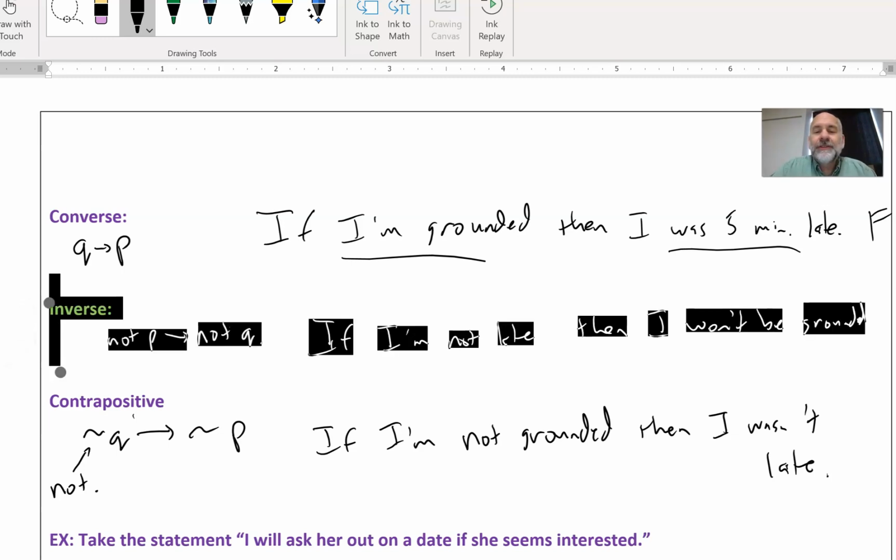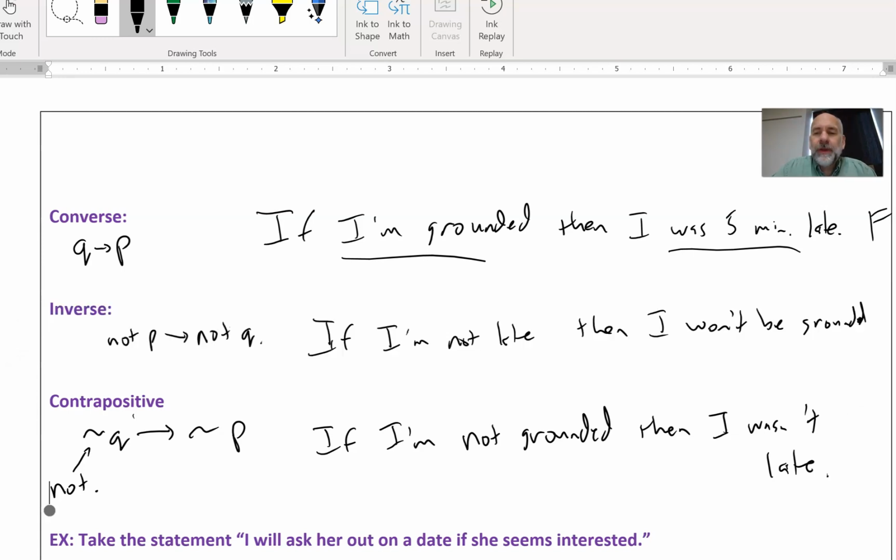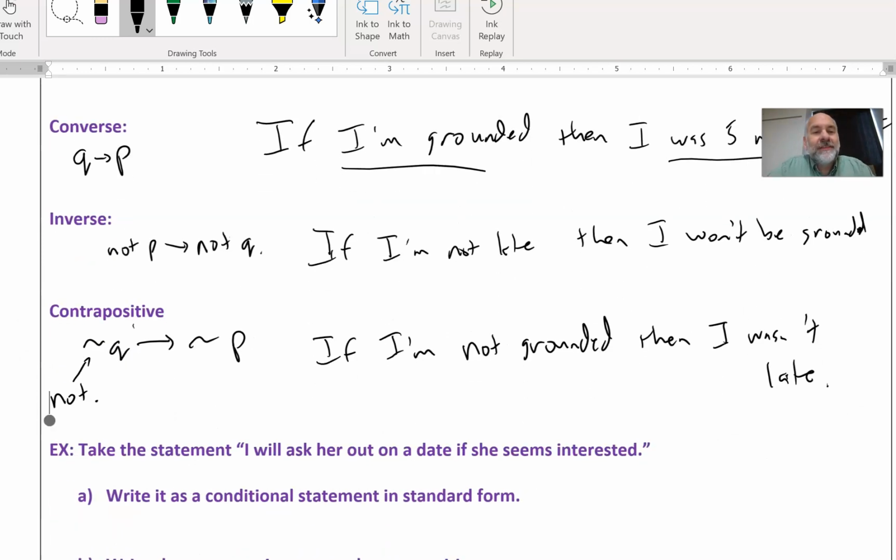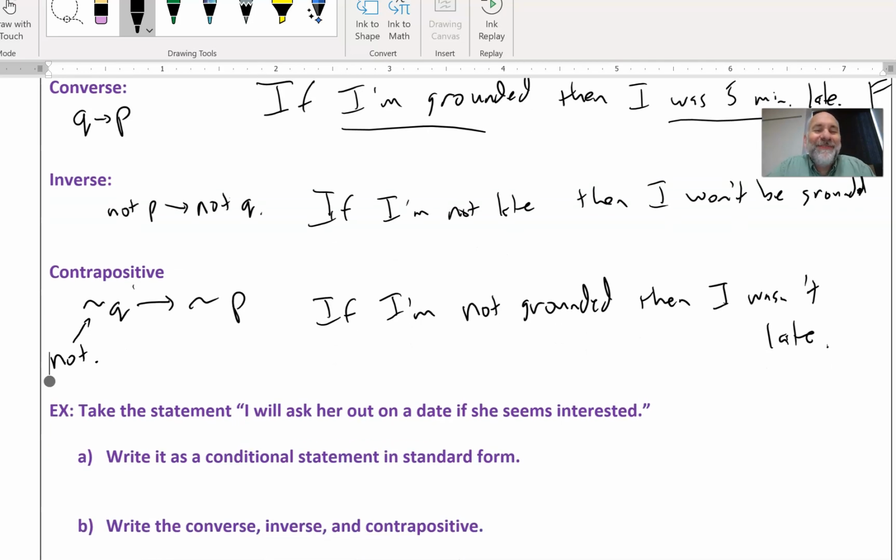Then we got the inverse. That's not P, implies not Q. So if I'm not late, then I won't be grounded. That'd be similar to that first one. If you say, oh, I wasn't late, there's no way I can be grounded, it's like, no, you can be grounded for something else. I only got grounded once.